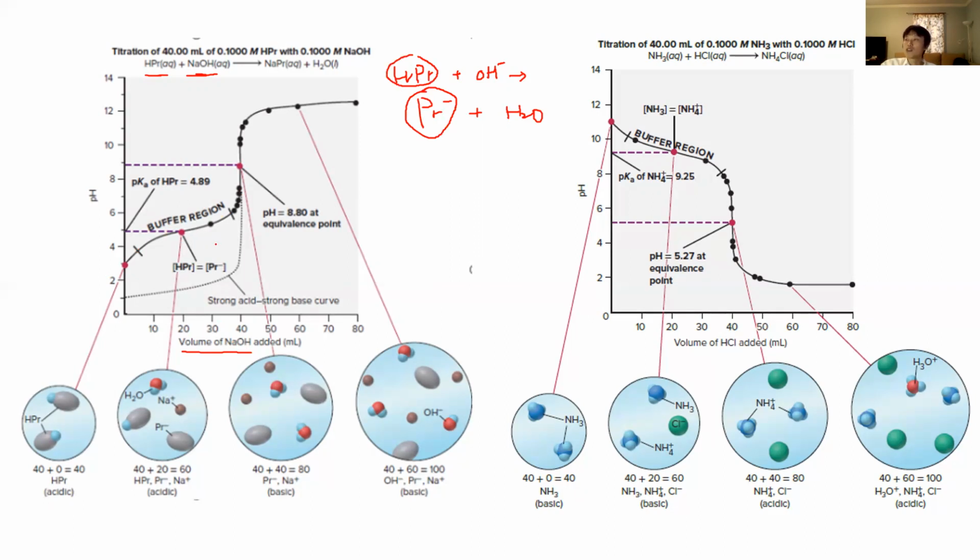In this buffer region, there is an important point, which is called the halfway to the equivalence point. That's the middle of this buffer region. The reason it is important is that the pH at this point is equal to the pKa, because pH is equal to pKa plus the log of the base concentration divided by the acid concentration in this case.